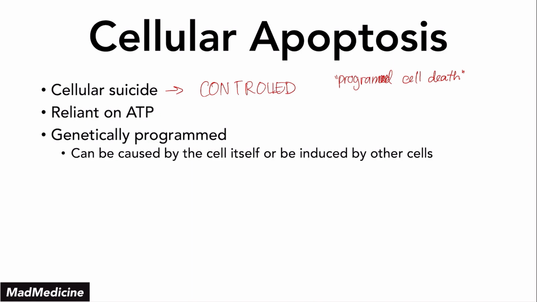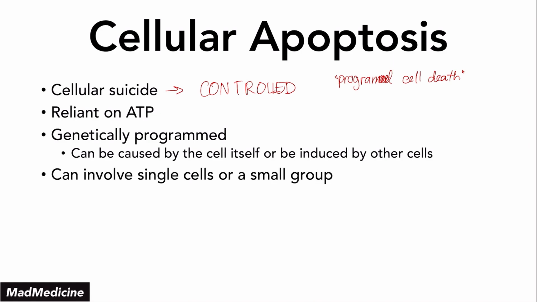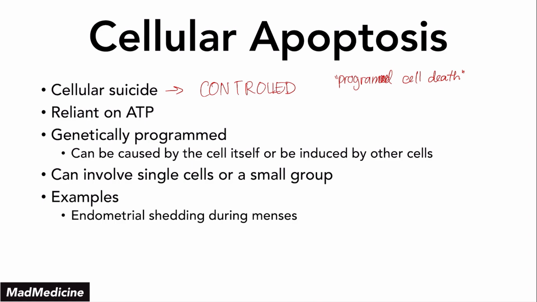Now, this can involve just a single cell or a small group of cells, but it is not happening on a large scale like necrosis. This is happening at a very small scale level. So one example of this could be the endometrial lining shedding during menses. During the menstrual cycle, when menses occurs and a female bleeds, it's happening because of apoptosis. That's why the endometrial lining sheds, okay?